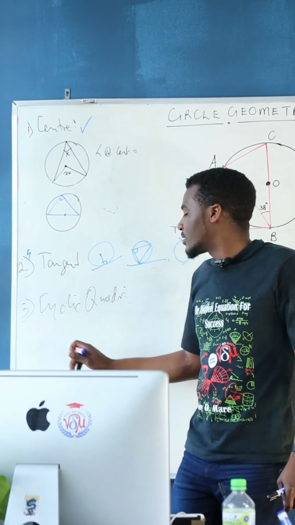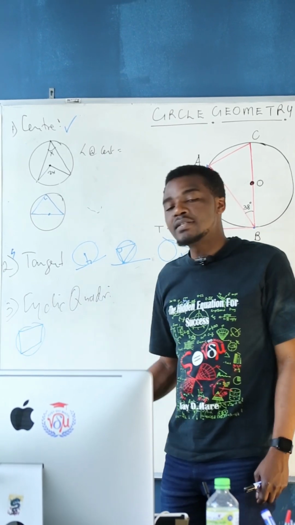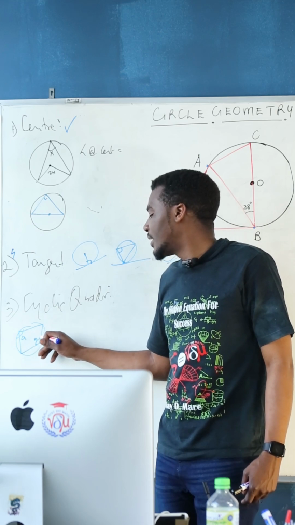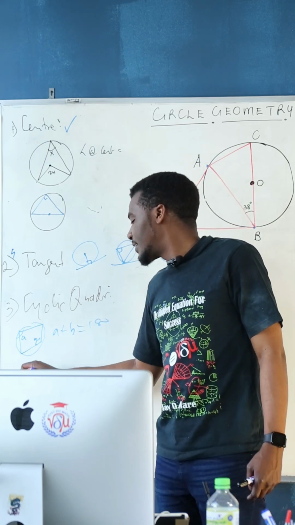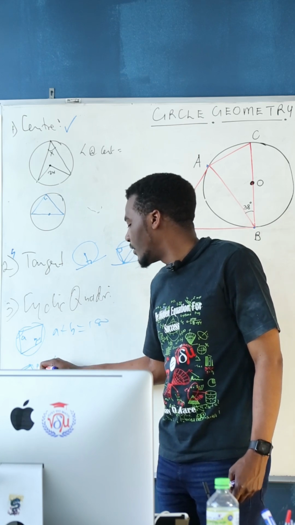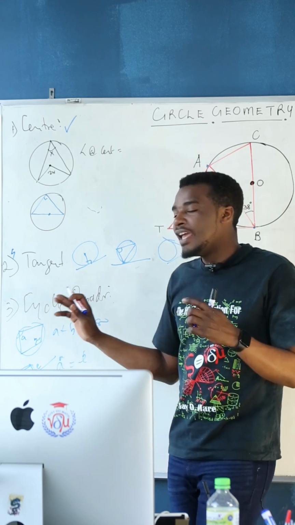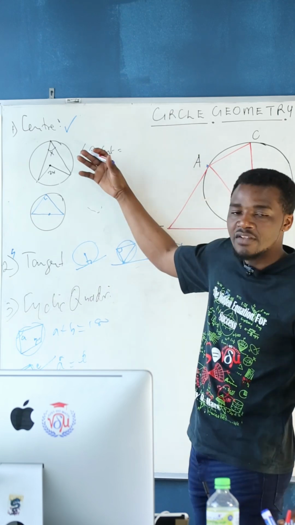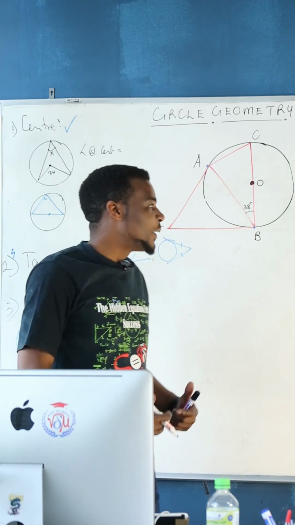When it comes to the cyclic quadrilateral, you also need to know that a cyclic quadrilateral is a four-sided shape whose four vertices are on the circumference. The opposite angles are supplementary, they add up to 180, right? And you also need to know that the exterior angle of a cyclic quadrilateral is equal to the opposite interior angle. So yes, put these theorems among these groups: theorems that have got something to do with the center, theorems for the tangent, and theorems for the cyclic quadrilateral.